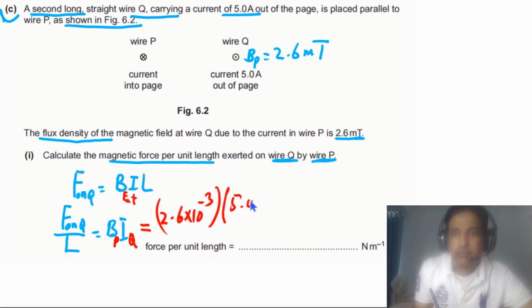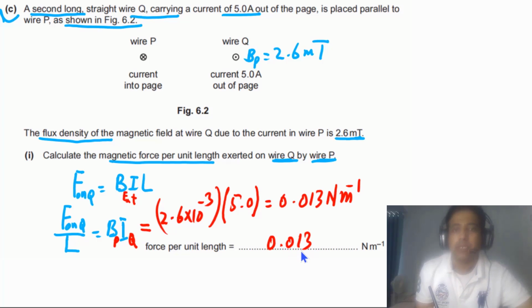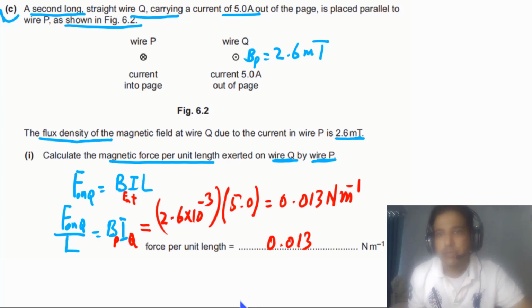So we can write down this is 5.0 amps. Now if we multiply this one, we will get 0.013 newtons per meter. So this is our final answer up to 2 SF. And this question has 2 marks.